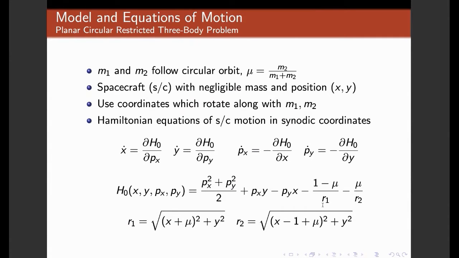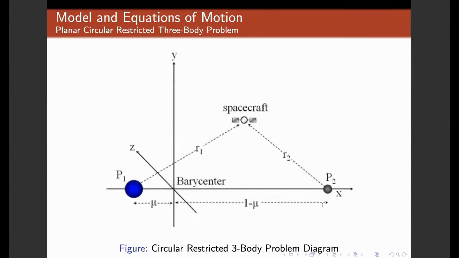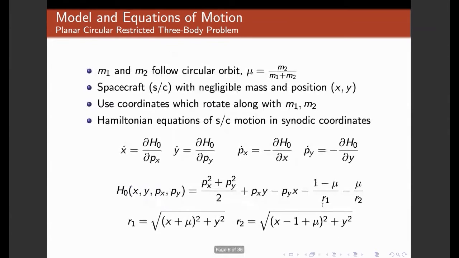And the Hamiltonian H sub 0 for this is given below. It doesn't depend on time. And this is a picture of what it looks like. You can see M1 and M2 lie on the x-axis, and the spacecraft, you just see under its influence. And you normalize units so that mu is the mass ratio, M2 divided by total mass.